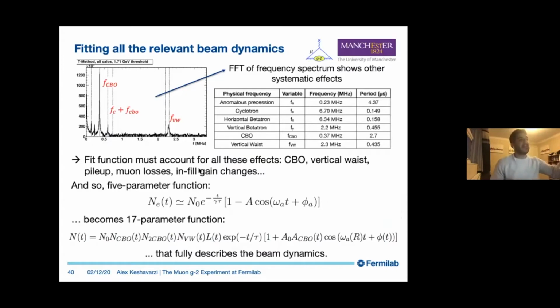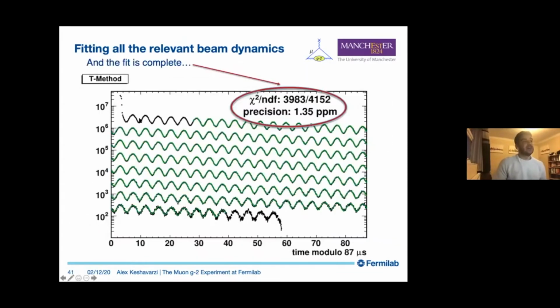And you can see that if you take a fast Fourier transform and get the frequency spectrum of the decay spectrum, you get frequency spikes of things other than the spin precession frequency. I said you have these betatron oscillations, horizontally and vertically. So what we need to do is account for all of those in the fit function. The 5-parameter function becomes a 17 or a larger parameter function if you're susceptible to more effects. And if you include all of those, then you get a very good fit, and you can measure this spin precession frequency very well.